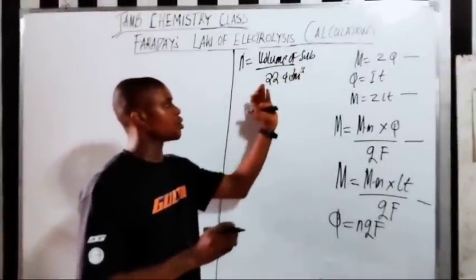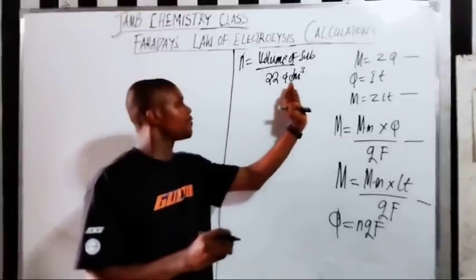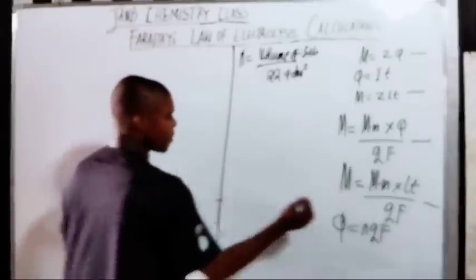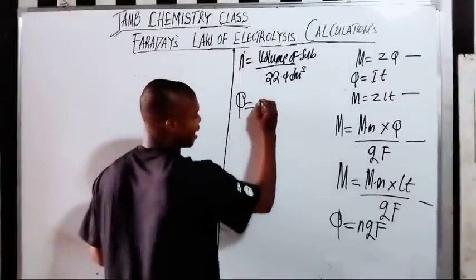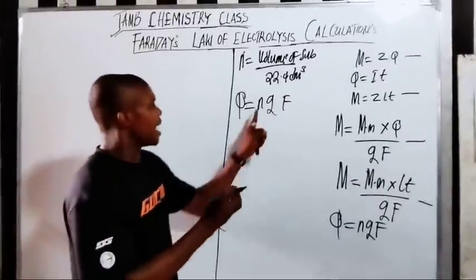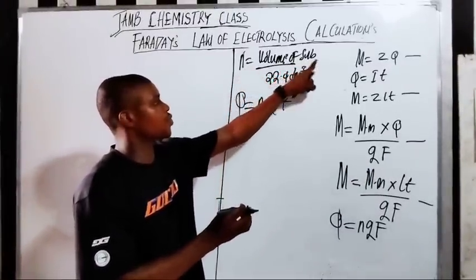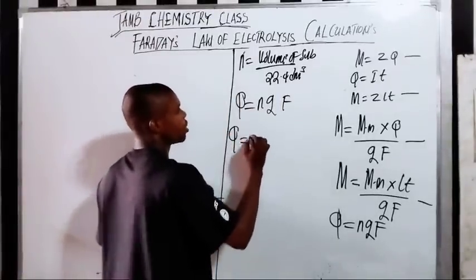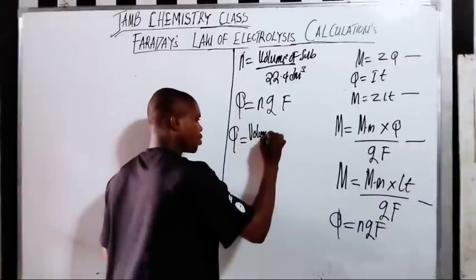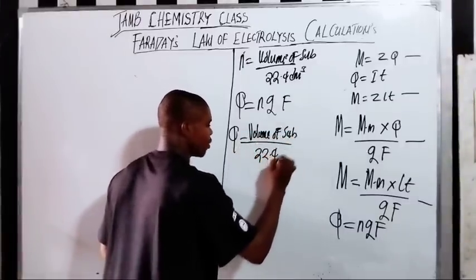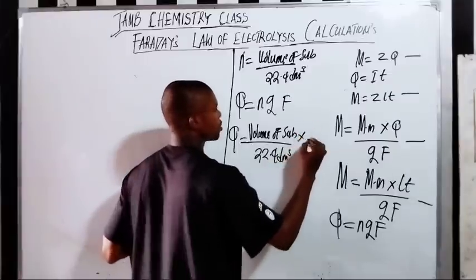Volume of the substance over what? 2.4 dm³. 2.4 dm³ means volume at what? STP. Just a volume at STP. So remember, Q here is equal to NQF, which we have already derived, right? Now, in the place of this one here, I place volume of substance over 2.4 dm³. So it's going to be Q equals volume of substance over 2.4 dm³ times QF.